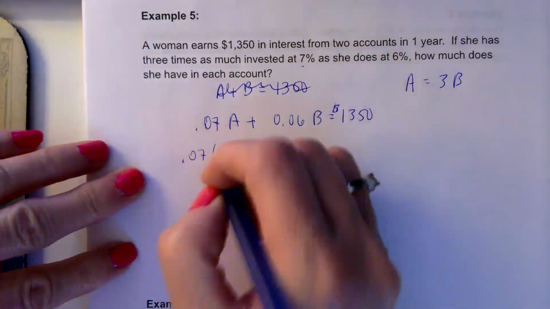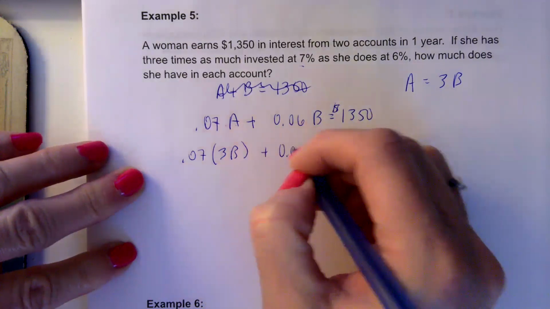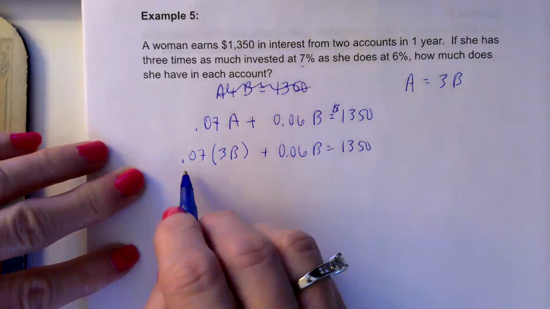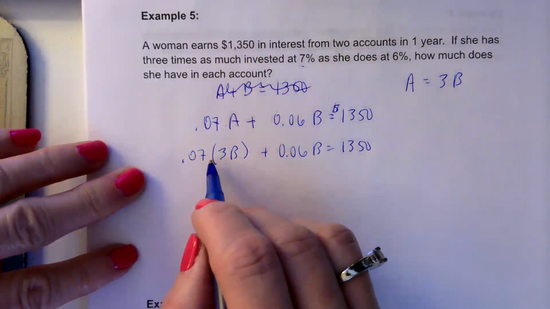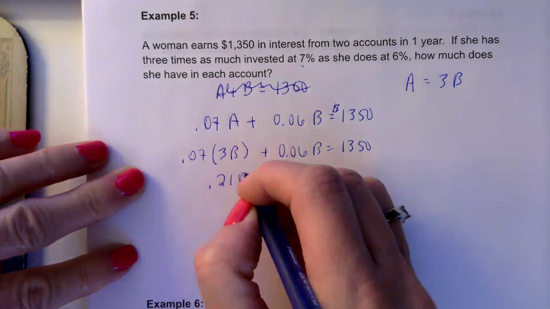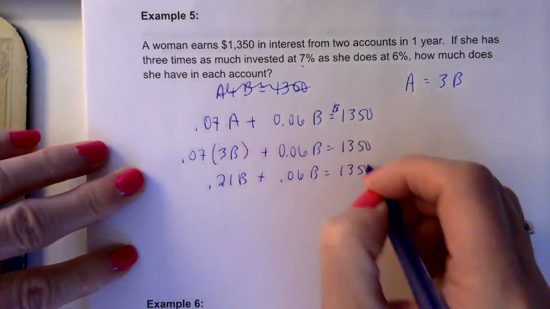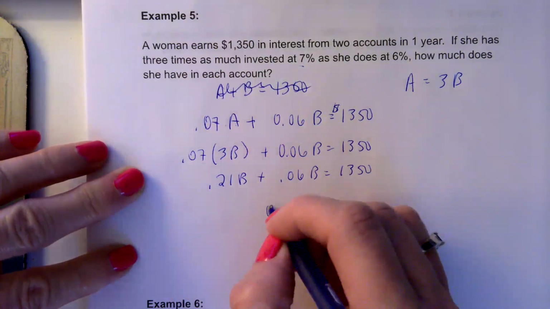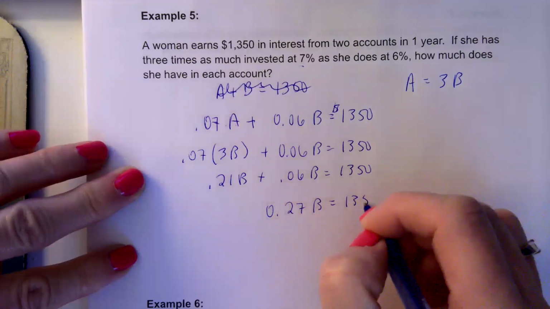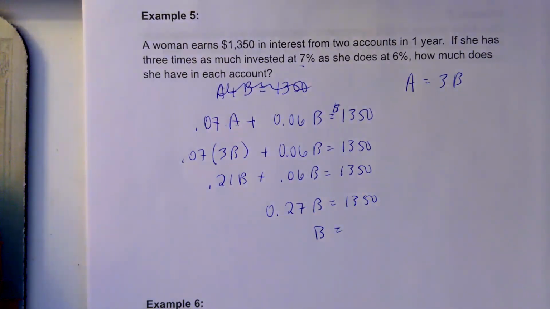So 0.07 times 3B plus 0.06B equals 1,350. And so I'm going to multiply those, and that comes out to be 0.21B plus 0.06B is 1,350. Adding my like terms, I have 0.27B equals 1,350. And we're going to divide both sides by 0.27.